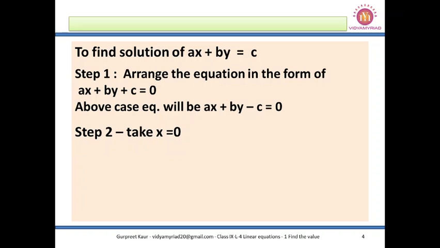Step number 2, assume x equal to 0. So you can find the value of y, and assume y equal to 0, you will find the value of x. Now here let us solve it with the help of an example.